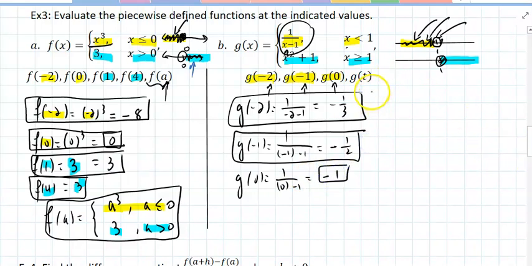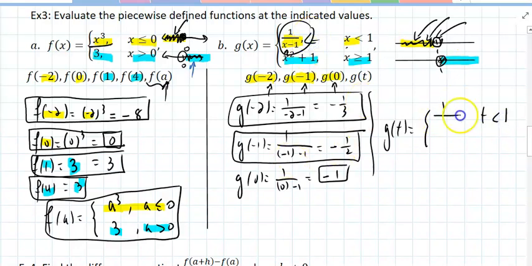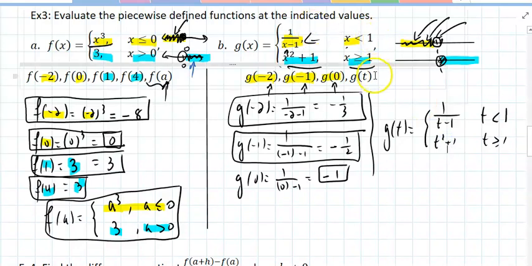What is g of t? Well, we have a problem. If t is less than 1, then that's going to be 1 over t minus 1. And if t is greater than or equal to 1, it's going to be t squared plus 1. Now I'm going to add one more. What if I want to find g of 3?